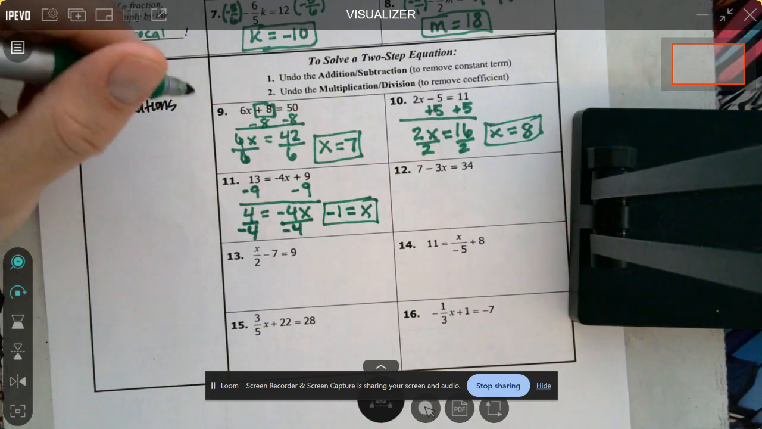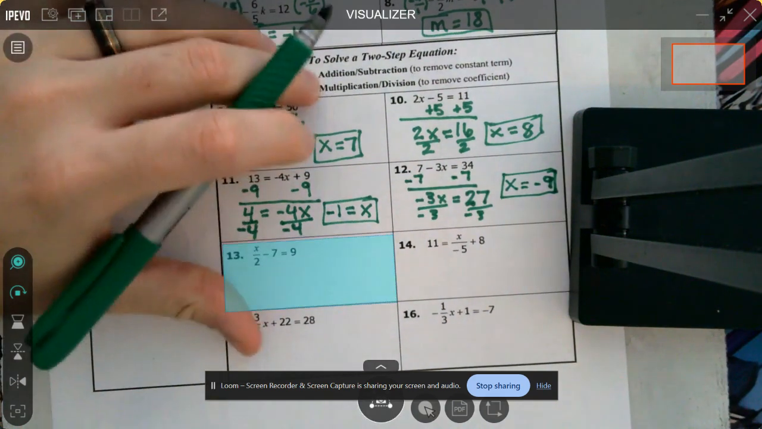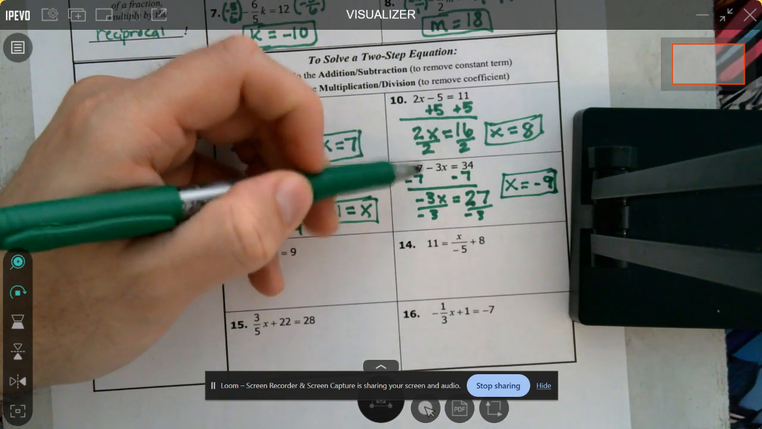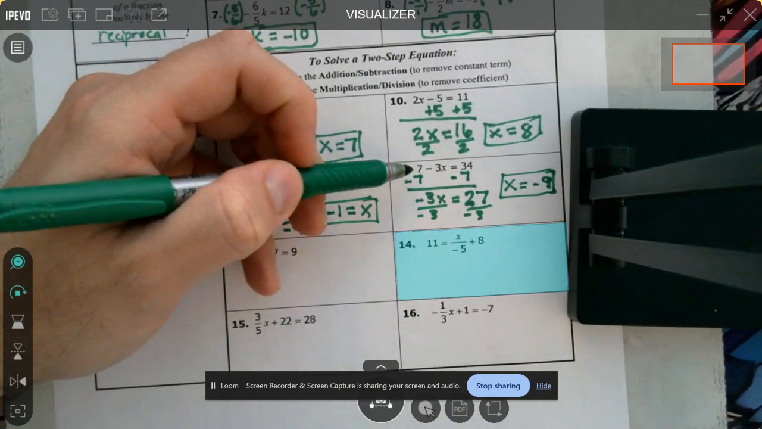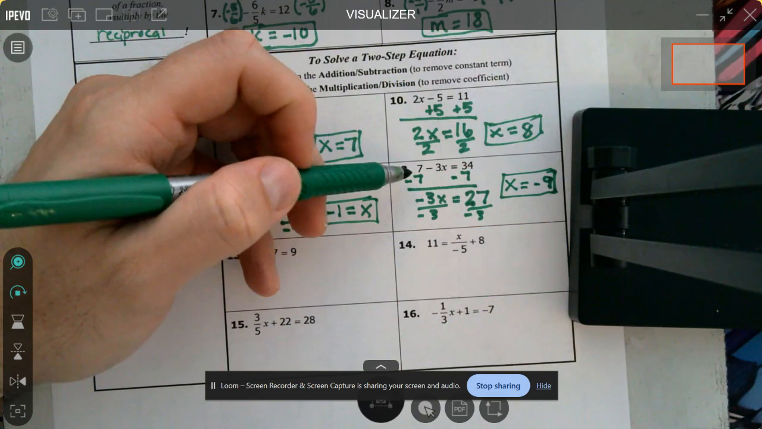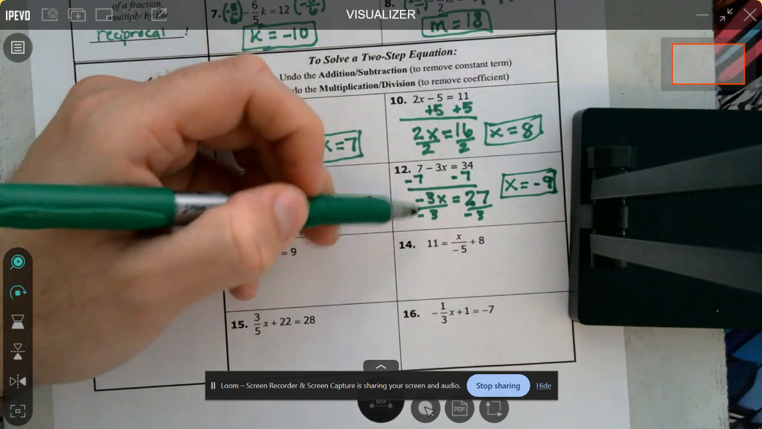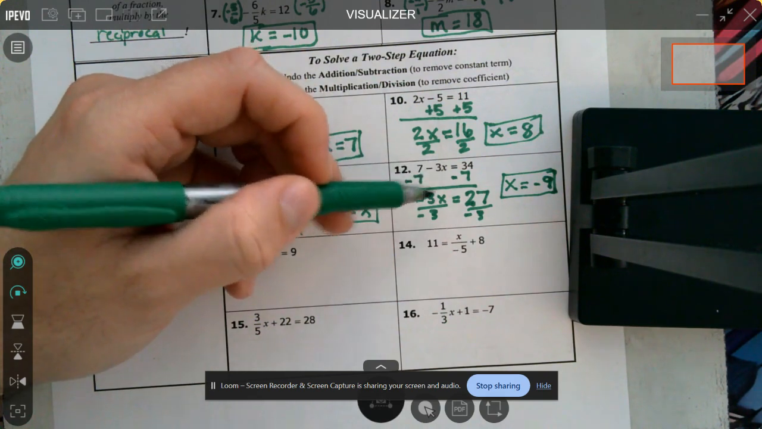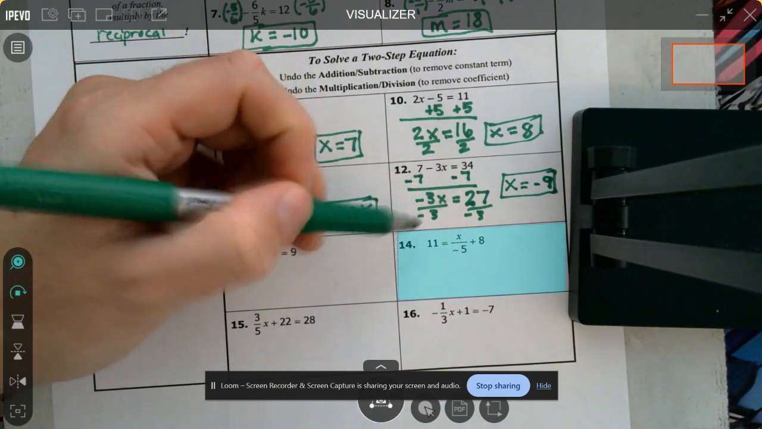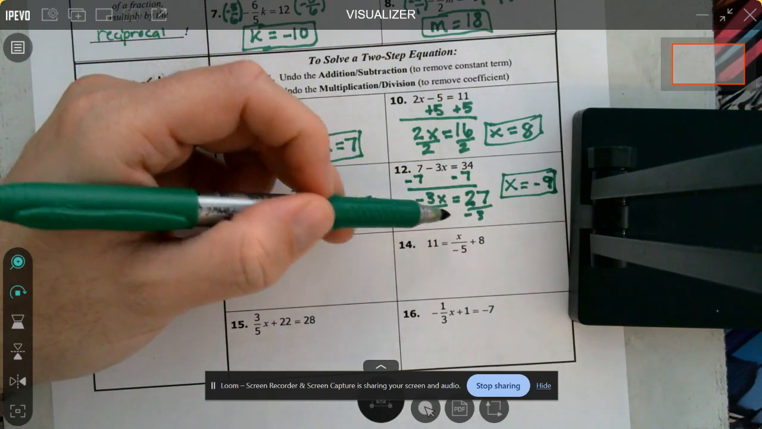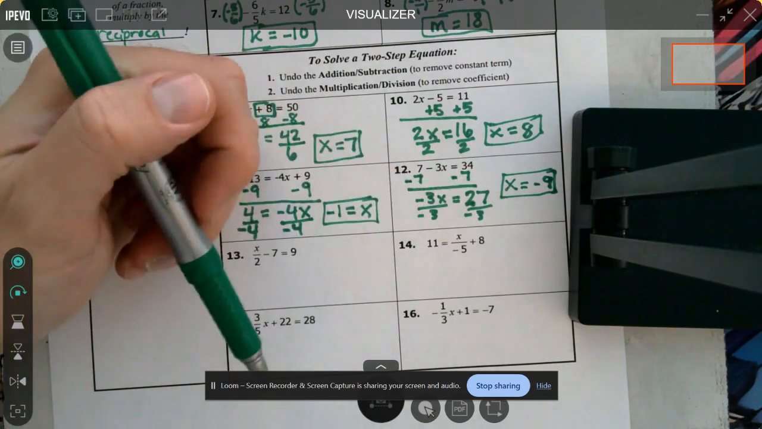All right, here's your work for number 12. So we subtracted 7 first. Remember, if there's no sign in front of your number, it's positive. That's a positive 7. To get rid of a positive 7, we subtract 7 from both sides. You're left with negative 3x equals 27. To cancel multiplication, we divide. Divide both sides by negative 3, and you get x equals negative 9.